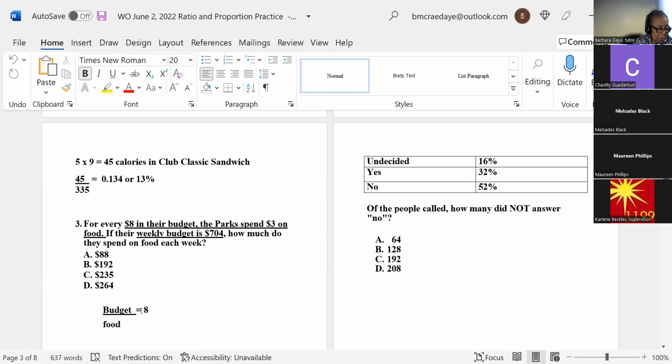And how much did they spend on the food? How much did they spend? Oh, you want the total of what they spent? Yeah, how much did they spend on food out of the $8? $3. $3. Okay, so that's 3.